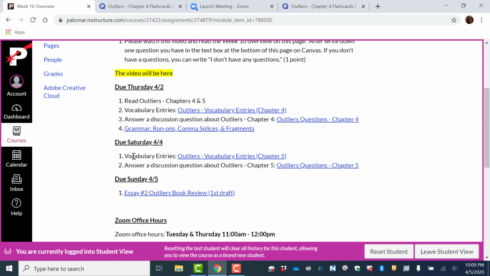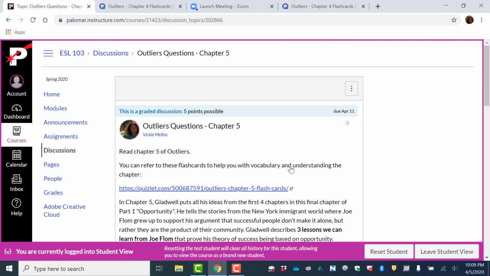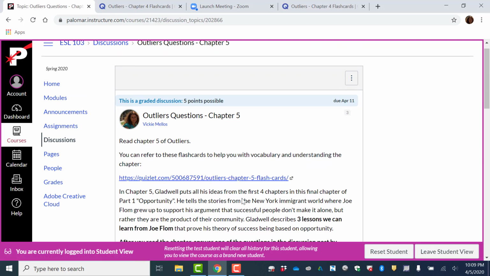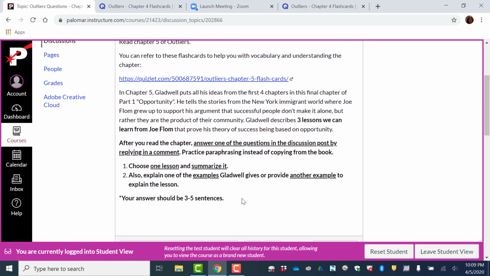For Saturday, you're going to do the vocabulary entries for Chapter 5 and then answer a discussion question about Outliers Chapter 5. Again, I made flashcards for you. So this chapter focuses on 3 lessons we learned from Joe Flan. So it's the last chapter in part 1, so he takes all the ideas from the first 4 chapters and then culminates them all in this final chapter.